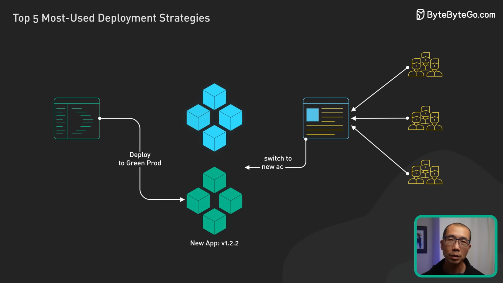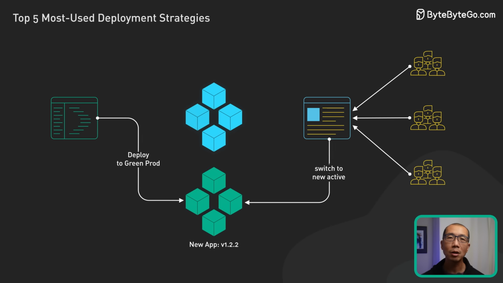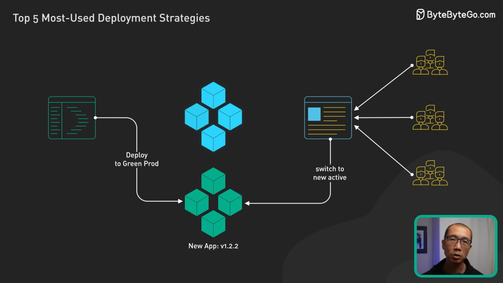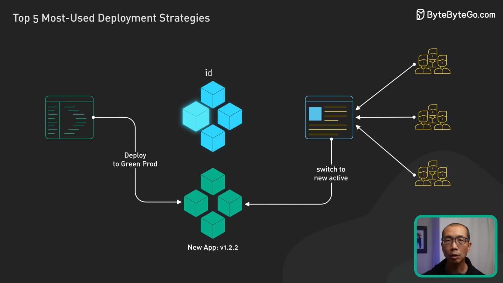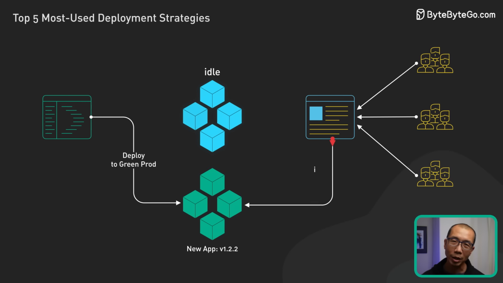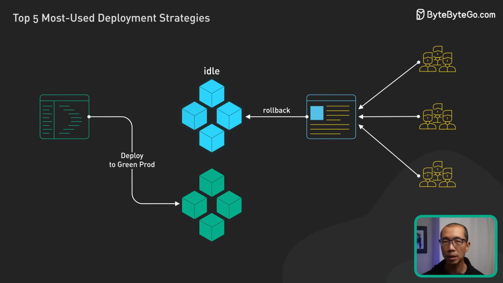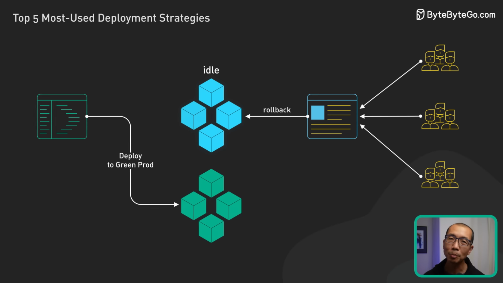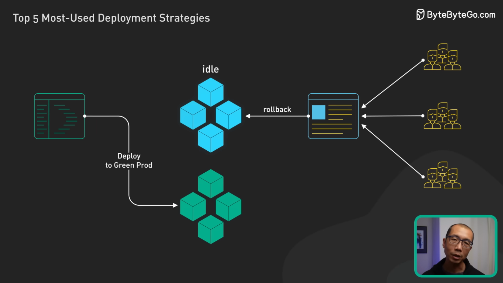Once the new version in the green environment is deemed ready, we simply switch the load balancer to redirect traffic from the blue environment to the green one. Users are seamlessly transitioned to the new version of the application with zero downtime. Now the blue environment becomes idle and serves as a safety net. If we encounter any issues with the new version, we can quickly switch back to the blue environment, effectively rolling back the previous version. While blue-green deployment allows for seamless transitions and easy rollbacks, there is a catch.